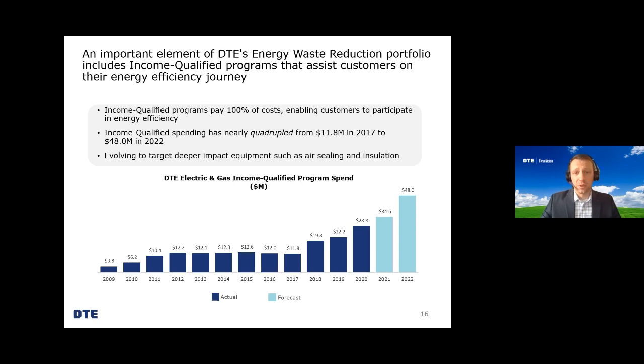And if you're looking at the chart on the slide, you may be asking yourself, why is the spend relatively flat in those middle years? That is because there was a legislative cap on how much we could spend on EWR programs up until 2017, which was when that spend cap was eventually removed. Since then, DTE has continued to evolve income qualified programs to target equipment that has a deeper impact for customers, such as air sealing, insulation, and HVAC systems.